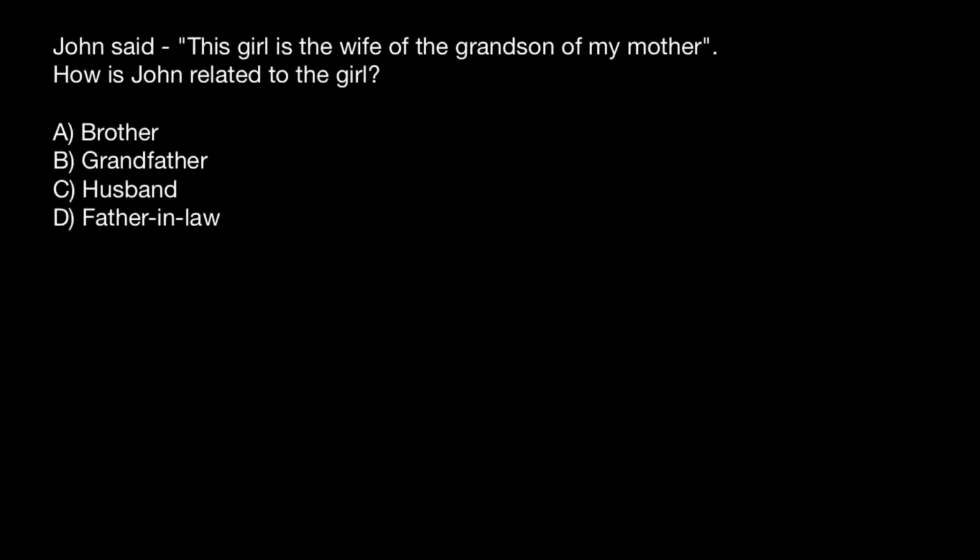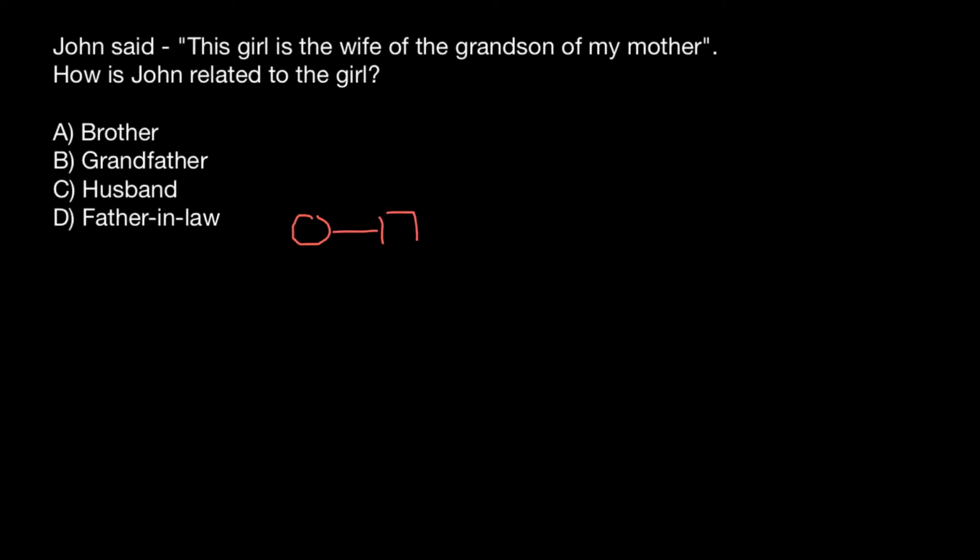John said, "This girl is the wife of the grandson of my mother. How is John related to the girl?" And as usual, I recommend you pause the video here, try to solve this problem on your own first, and when you are ready you can run the video again and compare your answer with my answer and explanation. So when you draw a pedigree, you should get a picture like this.